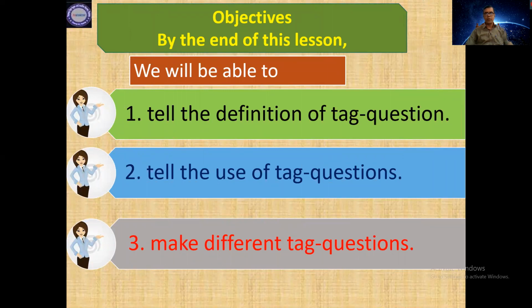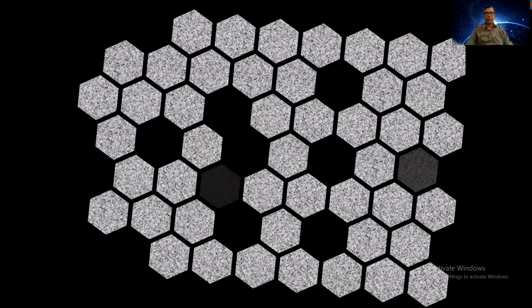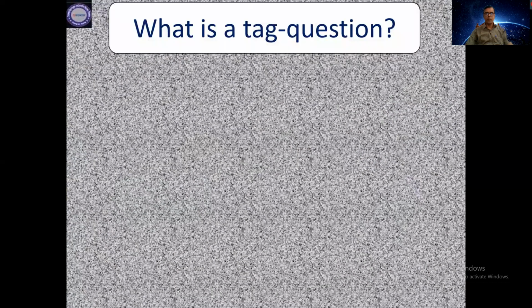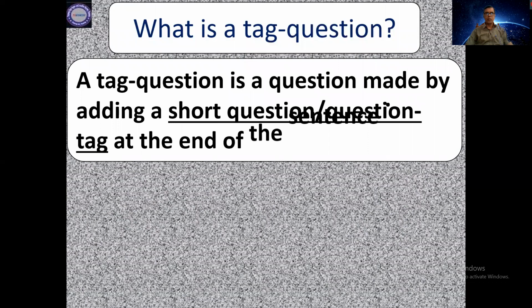Objectives. By the end of this lesson, we will be able to: number 1, tell the definition of tag question; number 2, tell the use of tag questions; number 3, make different tag questions. What is a tag question? A tag question is a question made by adding a short question tag at the end of the sentence.